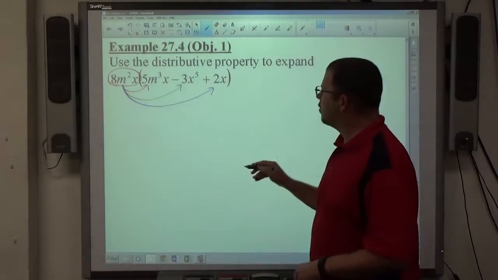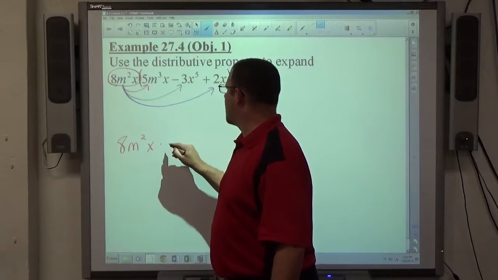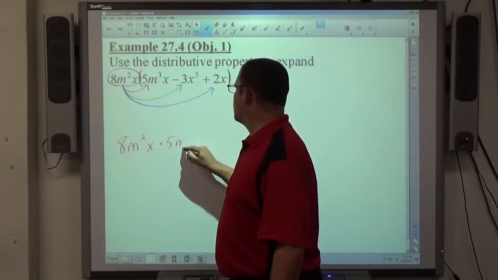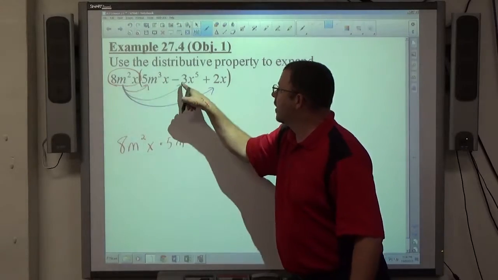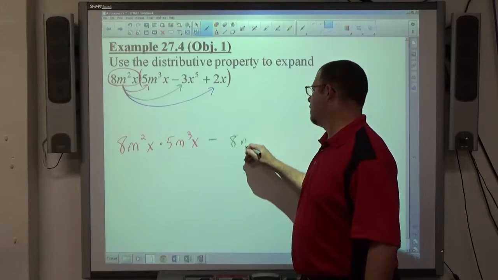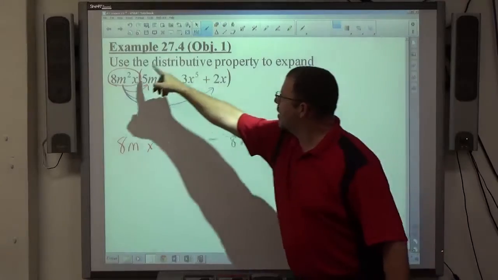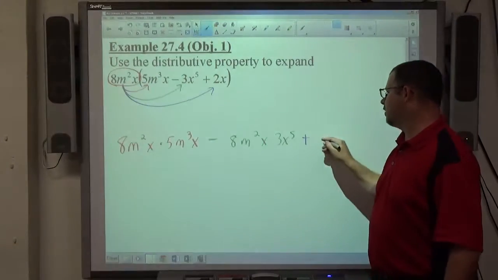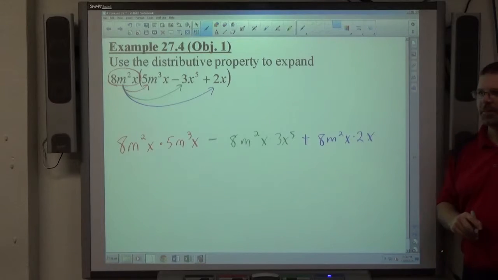And again, every time it's just whatever's on the outside, 8m squared x, being multiplied by the first thing inside, 5m cubed x. 8m squared x times negative 3x to the fifth makes minus 8m squared x times 3x to the fifth. I'm going to multiply positive times positive, I get a positive 8m squared x times 2x.